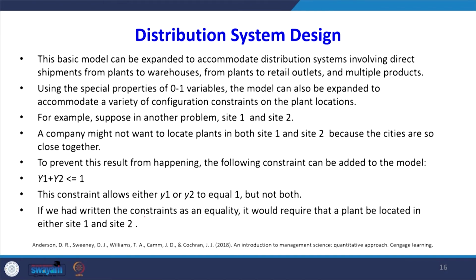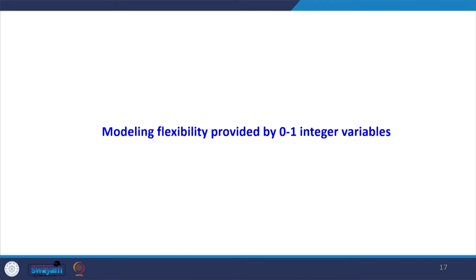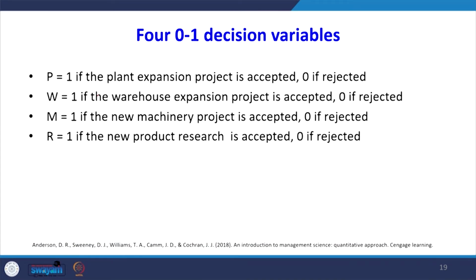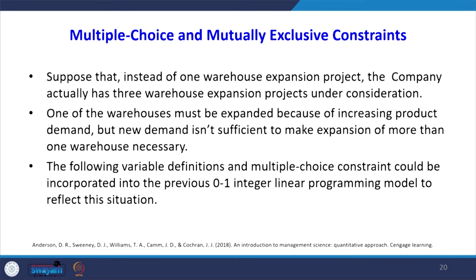If we had written the constraint as an equality, it would require that a plant be located at either site 1 or site 2. Now, the modeling flexibility provided by 0-1 integer variables. You remember we have solved this problem where we have to maximize the NPV. What data is given? Capital requirements and available capital. P equal to 1 represents the plant expansion, W equal to 1 represents the warehouse expansion, M equal to 1 represents the new machinery, R equal to 1 represents new product research.